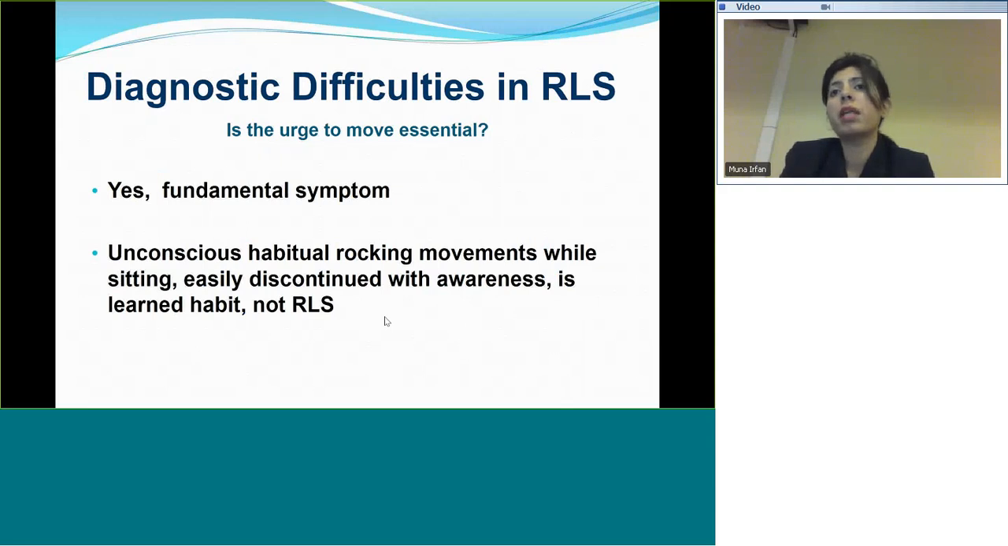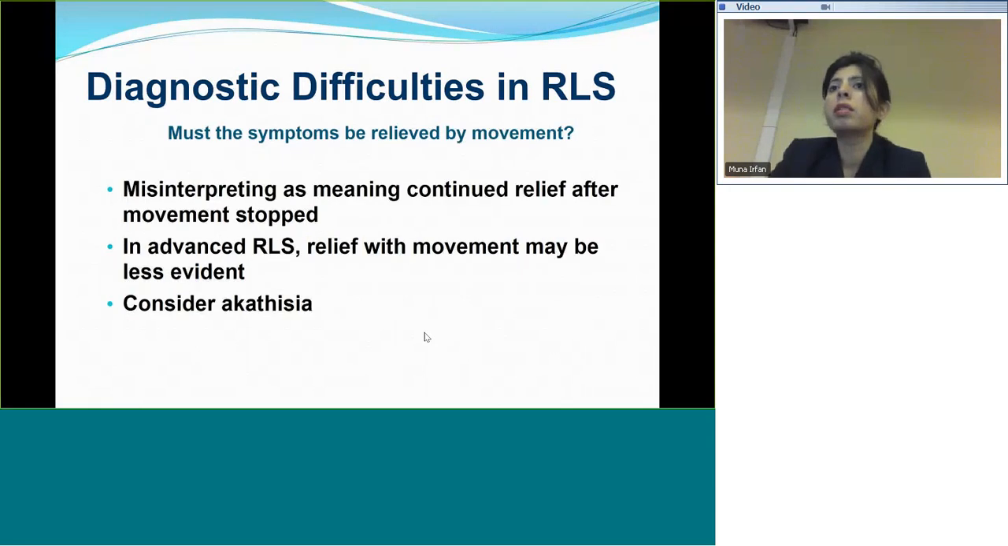Now the last thing: is the urge to move essential? Exactly. That is the basic defining diagnostic criterion. So that has to be present. But like I said, unconscious, habitual leg or foot tapping or leg rocking movements, which can be discontinued, which can be suppressed, are not restless legs.